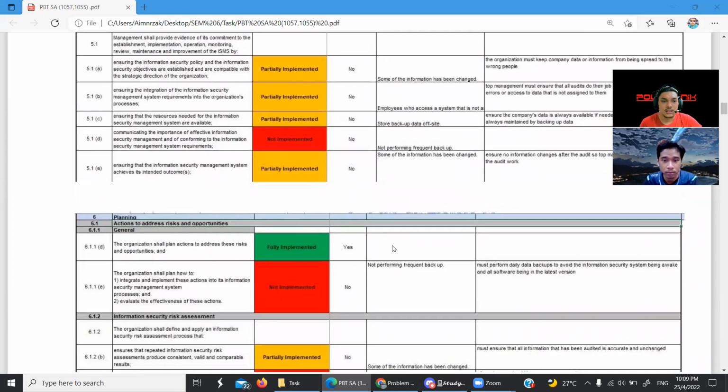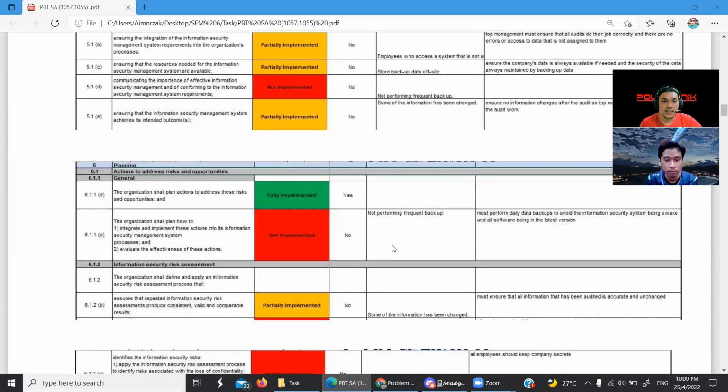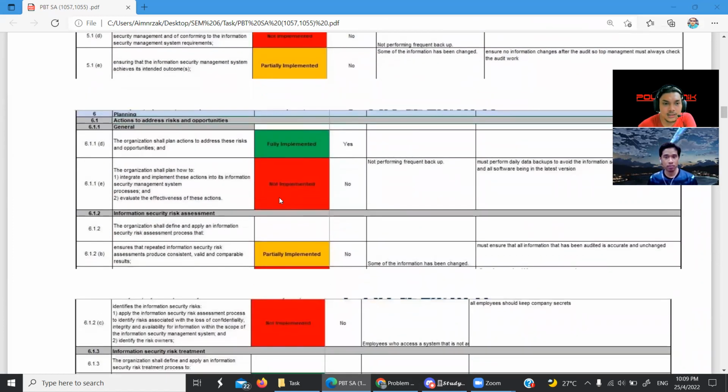Okay, next, clause 6, planning. 6.1, action address risk and opportunities. 6.1.1 general. 6.1.1D, the status is fully implemented. Next, 6.1.1D, 8.1E, sorry, not implemented. The status is not implemented.